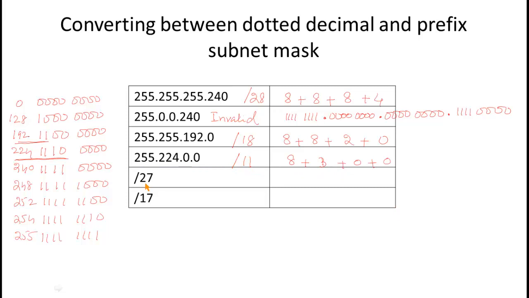Slash 27. For slash 27 we can have slash 24 if first 3 octets are 255. So I'm writing first 3 octets first, 255.255.255 and 3 more bits we require. So if we take 224, 27 bits have been completed. Slash 17 means first 2 octets are 255, means 16 bit positions have been occupied and one more, it means 128 and the last octet will be 0. Okay.